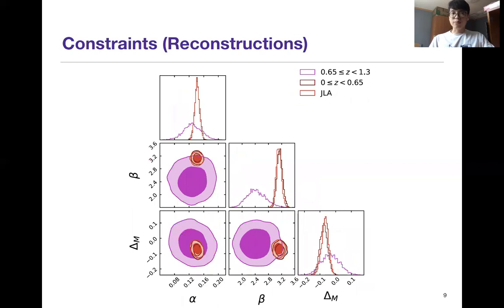Next, this corner plot concentrates on constraints from the reconstructions by dividing them into two redshift bins. One is 0 to 0.65, colored in maroon, and another is 0.65 to 1.3, colored in magenta. We can see that the statistical deviation between the contours from the two redshift bins are not large enough, and the relative size of the contours are different.